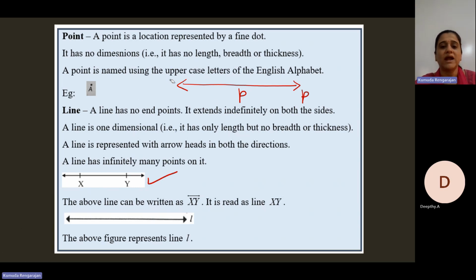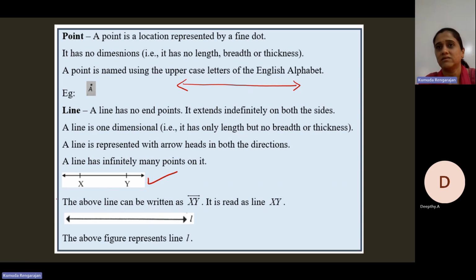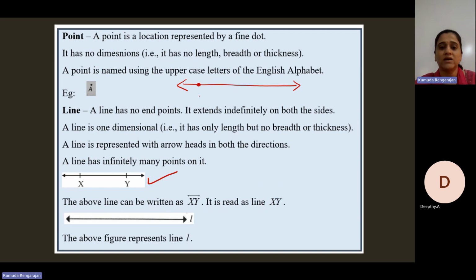You can use a single small letter to represent the line. Like this, line L or line M, line N. If you want to use two letters to name this line, then you will have to mark 2 points on it. Mark a point, you can call it P. Mark another point, you can call it Q. Now we know that we use only uppercase letters to represent points. So this point P, this point Q, and this is line PQ.